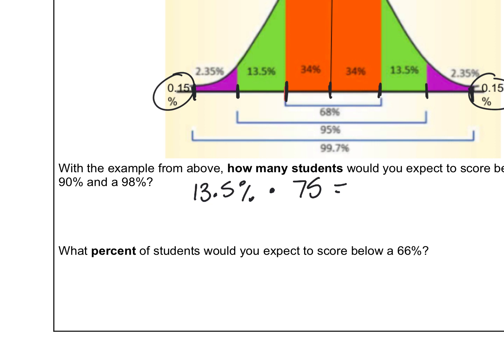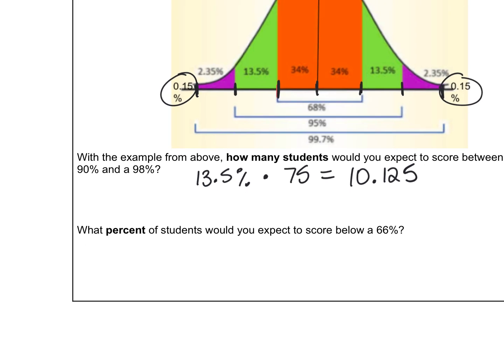When typing a percent into your calculator, you either need to type that as a decimal, 0.135, or you need to just type 13.5 with the percent button. Don't type 13.5 times 75, because that's going to be way too big. 10.125. Question though, can we have 0.125 of a student? No. So what would we put here instead of 10.125? Yeah, 10 students.